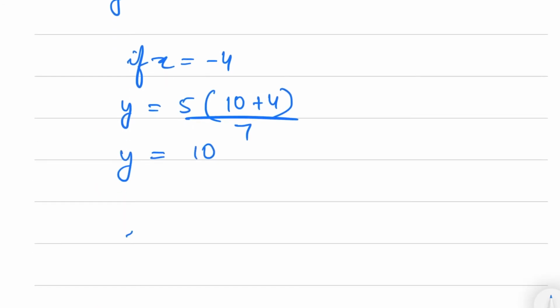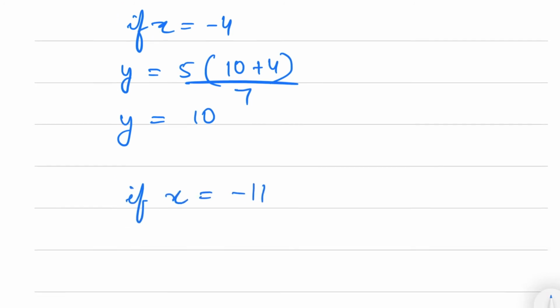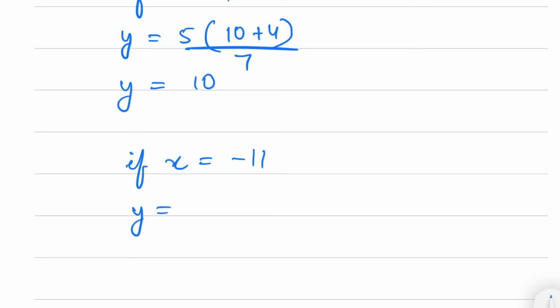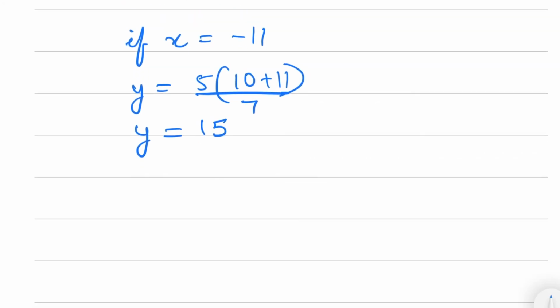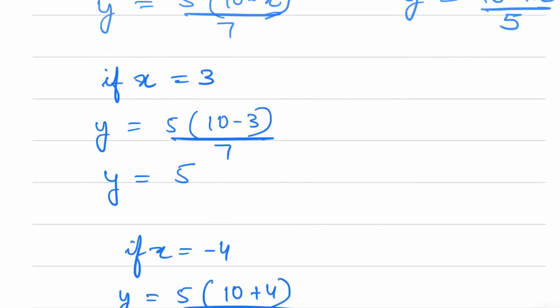Now if x is equal to minus 11, I can take, so y would be equal to 5 into 10 plus 11 by 7. So y is equal to, this will be 21, so 3 times, so y will be equal to 15. So I have found out 3 values for this equation. Now let's move to the second equation.